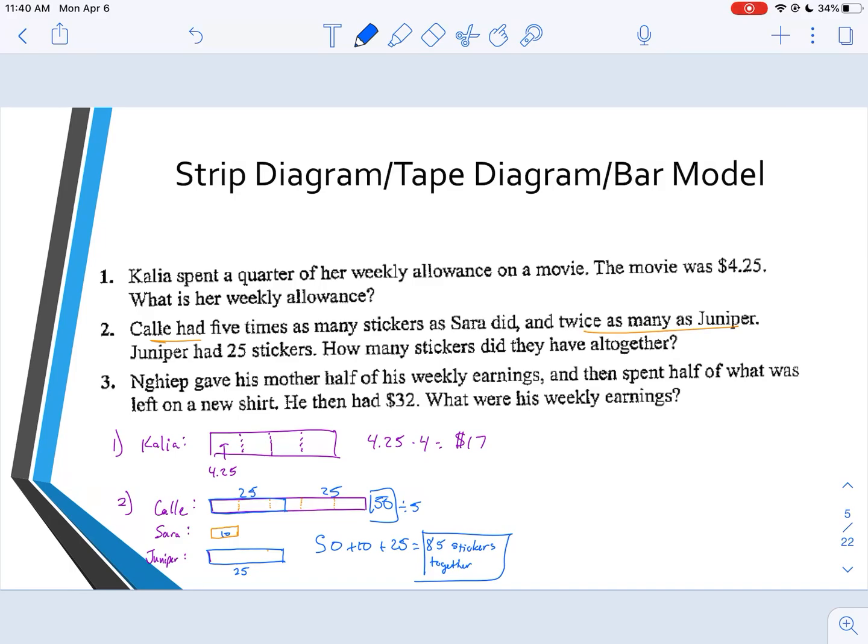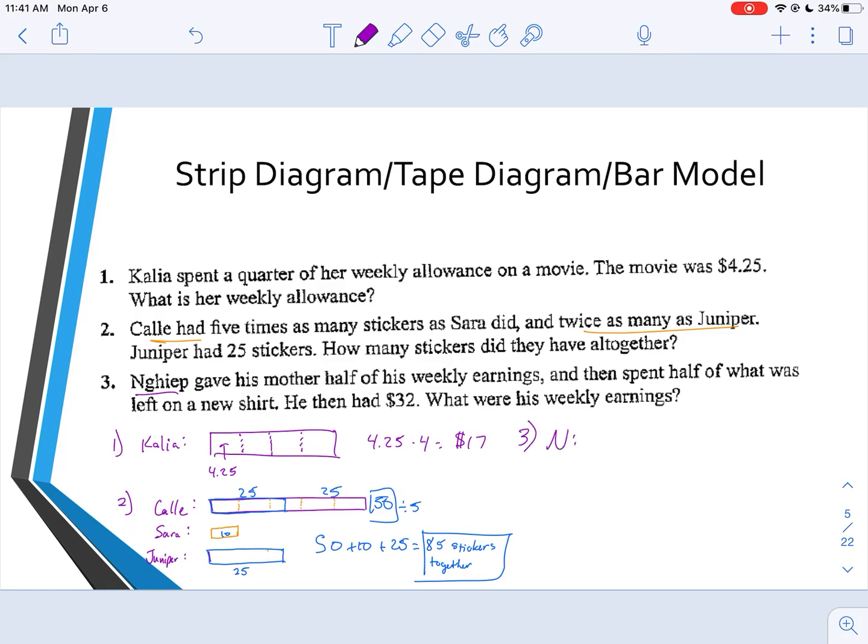And we can start to see how using the bar graph or the strip diagram just helps us to break it down piece by piece. Let's take a look at number 3. I think that's Nagep. Gave his mother half of his weekly earnings and then spent half of what was left on a new shirt. He then had $32. What were his weekly earnings?